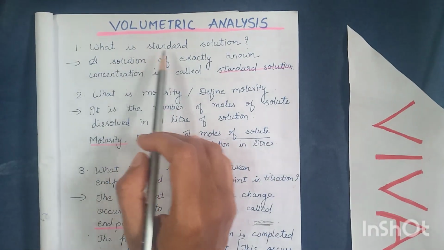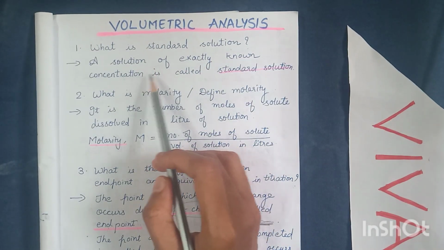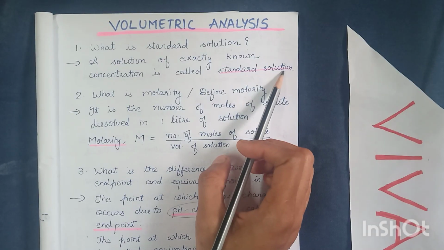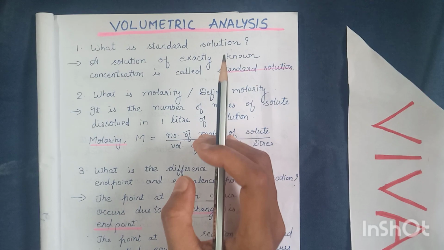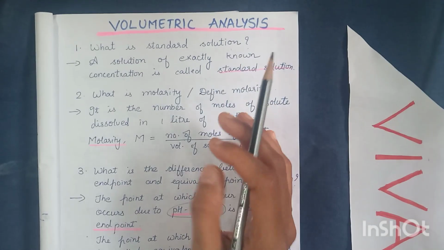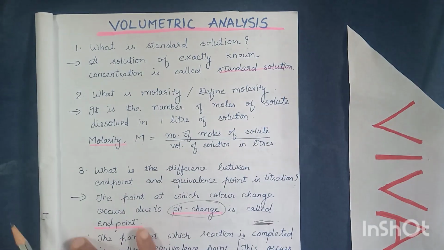Number 1, what is standard solution? A solution of exactly known concentration is called standard solution. Whatever solution is being given to you, maybe it is 0.1 molar, 0.2 molar or whatever concentration is known to you, is known as standard solution.